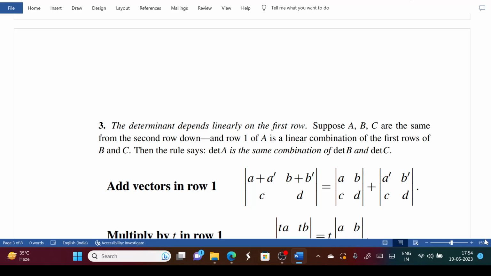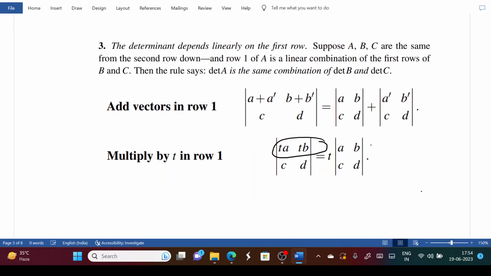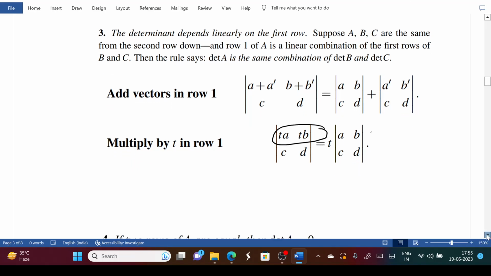The determinant depends linearly on the first row. Observe here, it is a scalar multiple. The first row is multiplied with t, and t can be taken out. And here, a dash plus b dash: the determinant of the matrix with rows a, b, c, d plus the determinant of the matrix with rows a dash, b dash, c, d. So the linearity property is satisfied.